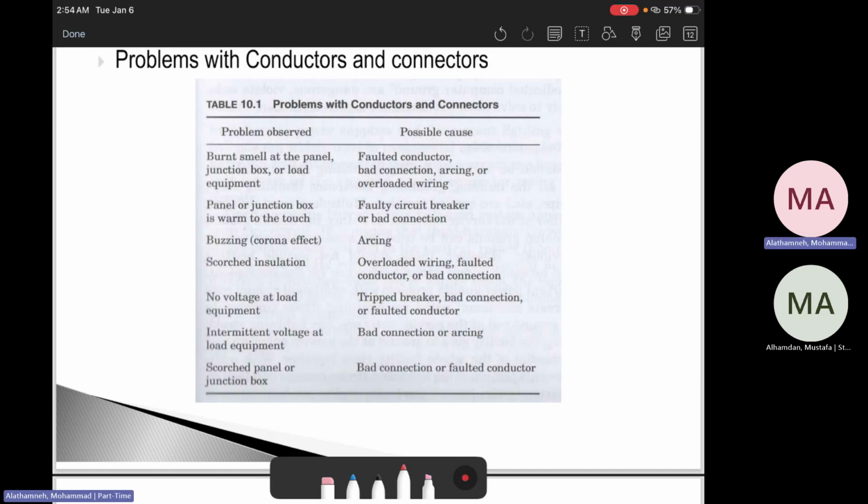Many fires start from scorched insulation. It can happen because of heating and overloading as well. Then intermittent voltage at load equipment is a classic loose neutral or loose phase connection. It can cause intermittent voltage at the equipment and intermittent interruptions. So you can waste days blaming the utility while the real problem is inside your junction box, because there's a loose phase or a loose neutral.